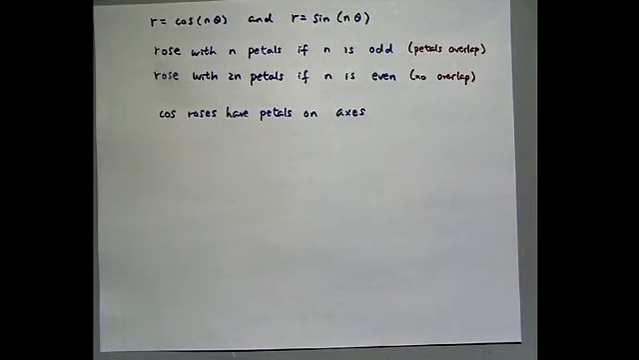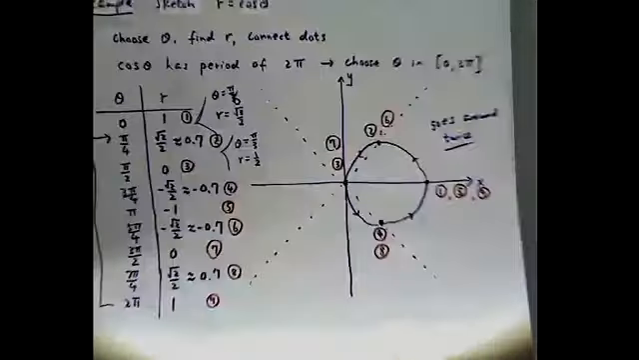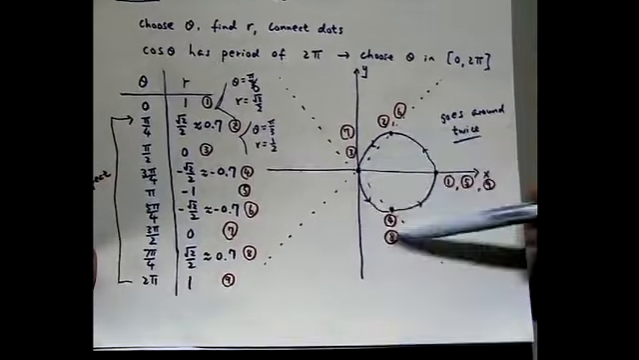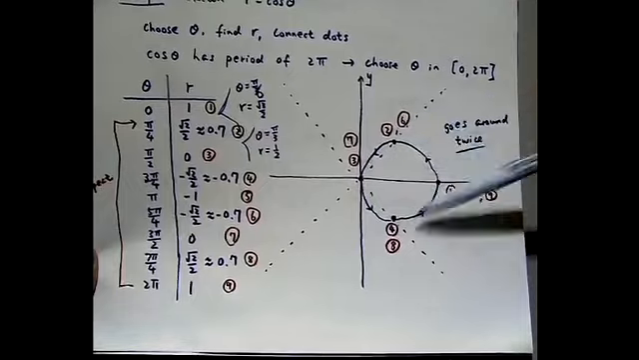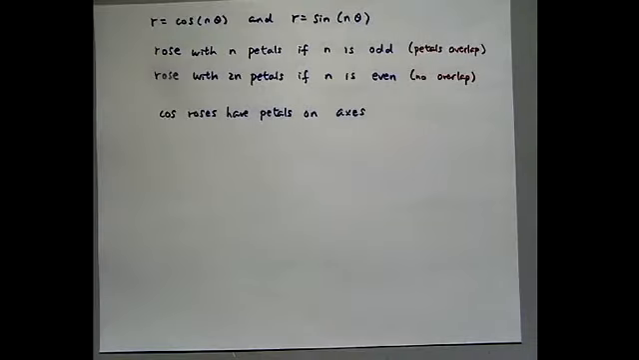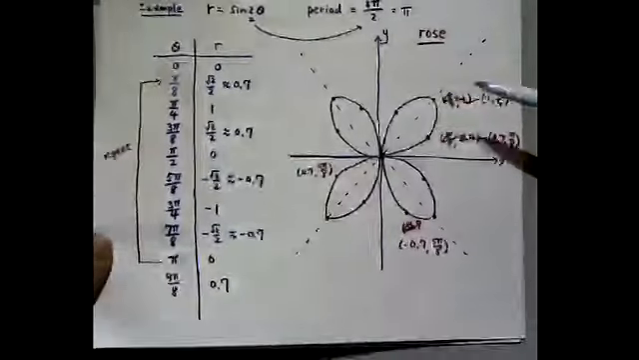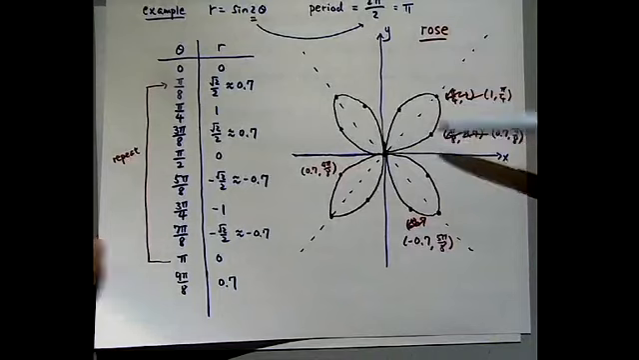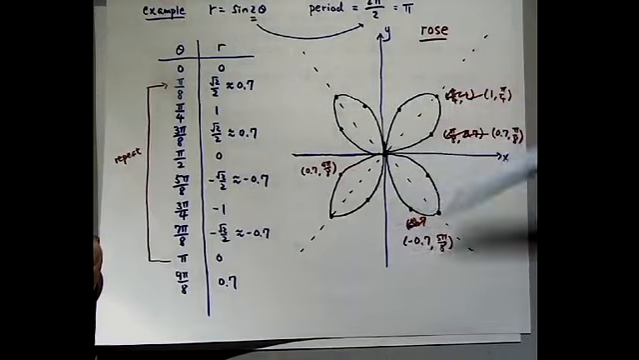Cosine petals are on the coordinate axes. So the first example we did is a cosine rose, so the petal will sit right on the coordinate axis. The second example we did is a sine rose. The petals do not sit on the axes.